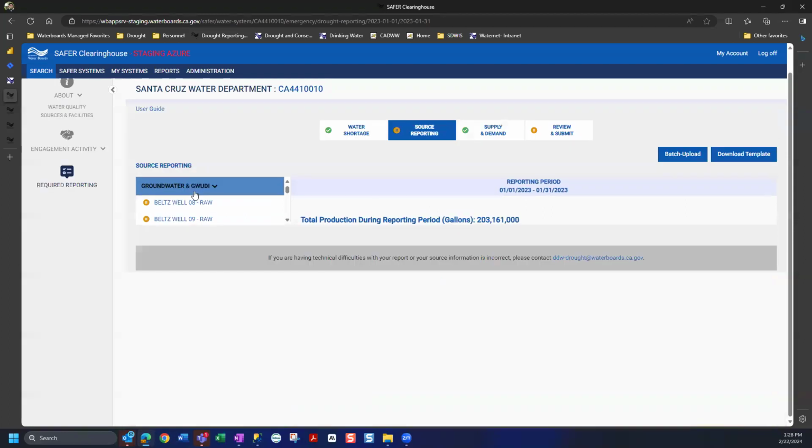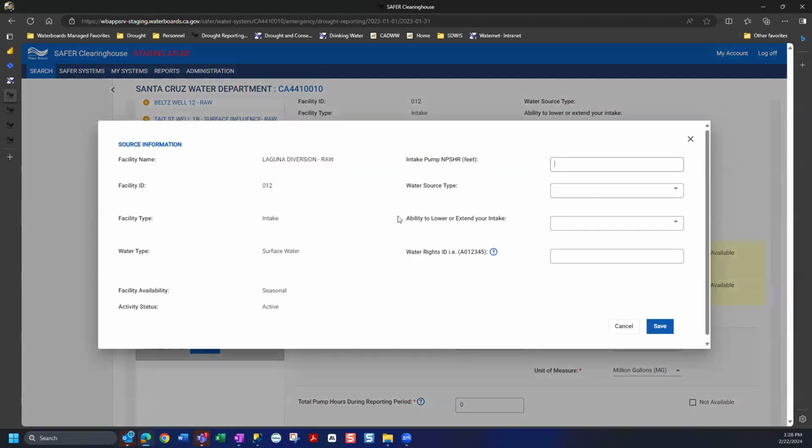In surface water, we have all of the sources that our division has considered to be classified as surface water. So you can think about your intakes, your reservoirs, your streams, your rivers, your canal intakes, whatever the case may be, whatever surface water is coming into your system, it's classified as surface water.